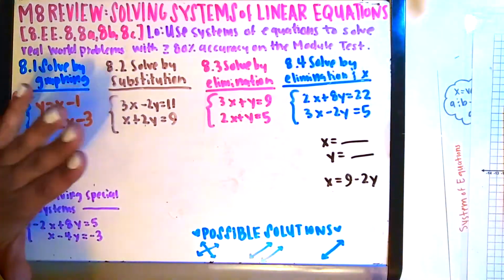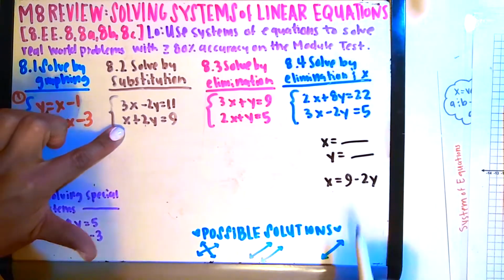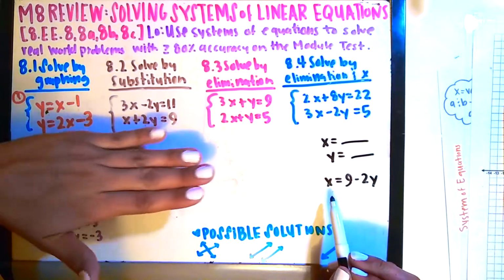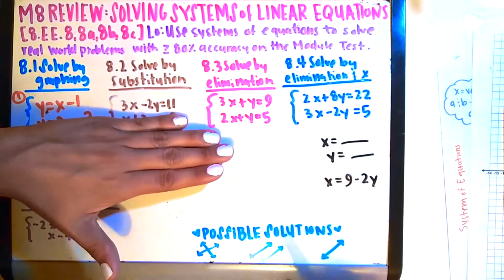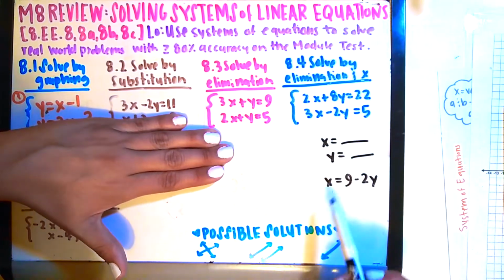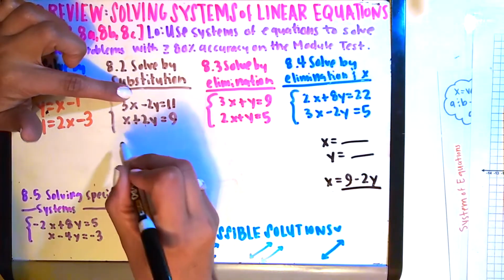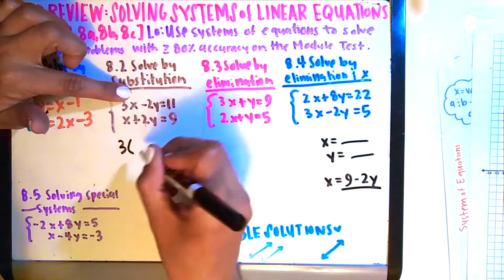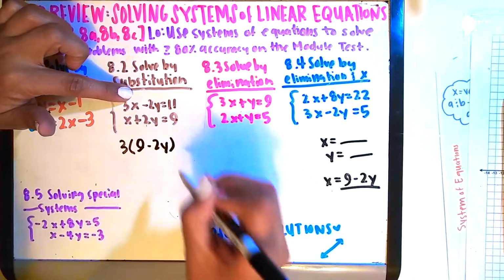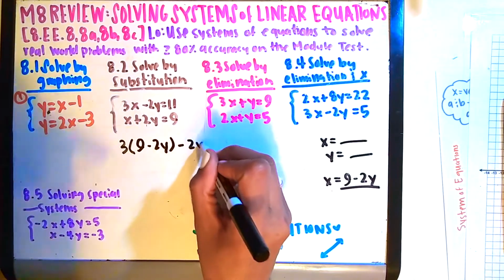So now, because I use this one to find my x, I have to plug that in right here. You cannot use it for the same one. Okay, so then I'm going to plug it in there. Every time I see the x, I'm going to plug this whole thing in. So I'm going to have 3 times that, 9 minus 2y, close parentheses, minus 2y equals 11.